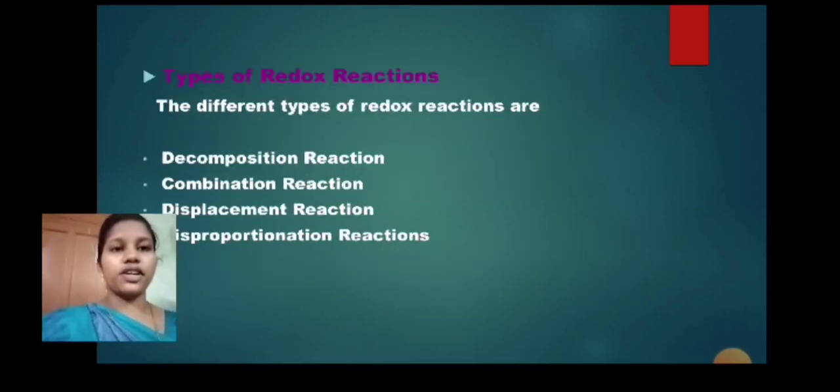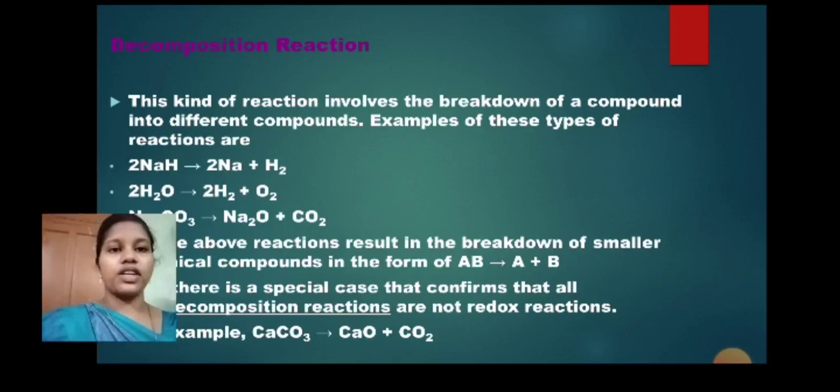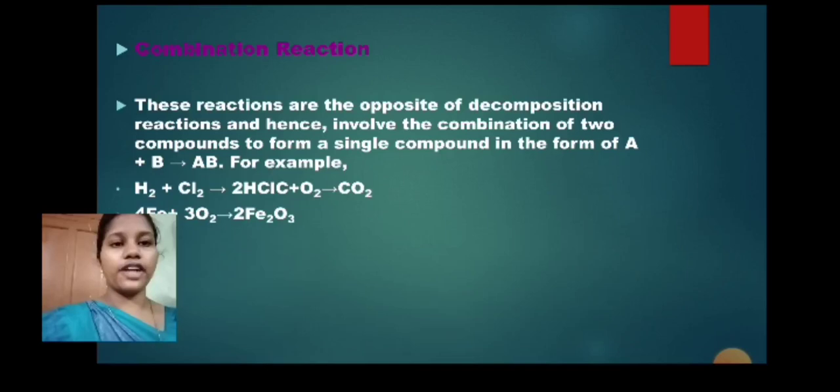There are some different types of redox reaction, that is decomposition reaction, combination reaction, displacement reaction, and disproportionation reaction. Decomposition reaction: this kind of reaction involves the breakdown of a compound into two different compounds. The example reaction of decomposition is 2NaH that gives 2Na plus H2. The NaH compound is broken down into Na and H2.